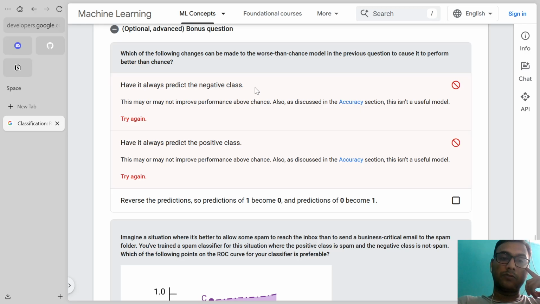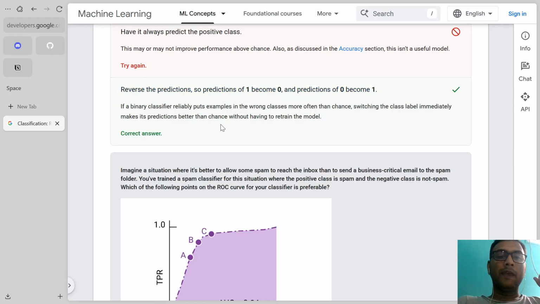Okay, let's check the third option. This should be the correct answer. If a binary classifier reliably puts examples in the wrong class more often than chance, switching the class label immediately makes its prediction better than chance without having to retrain the model. You change the label, so the prediction becomes better without retraining, because it is performing opposite to what we expect.